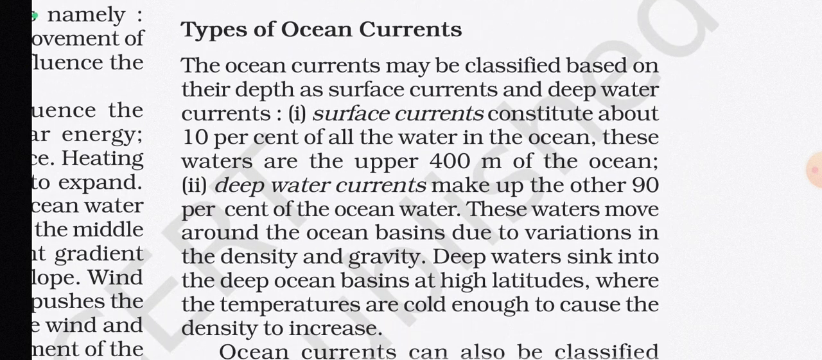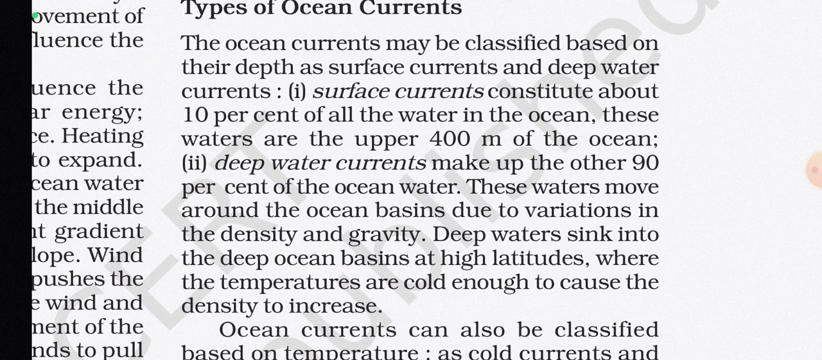Now, types of ocean currents. The ocean currents may be classified based on their depth as surface currents and deep water currents. Surface currents constitute about 10% of all the water in the ocean. These waters are the upper 400 meters of the ocean. Deep water currents make up the other 90% of the ocean water. These waters move around the ocean basins due to variations in the density and gravity.